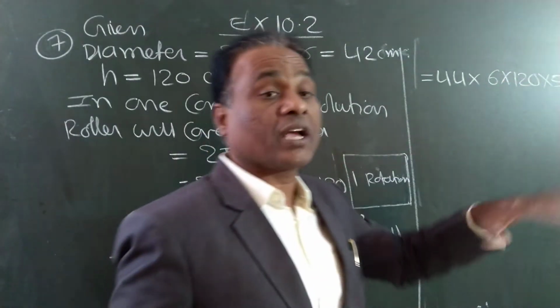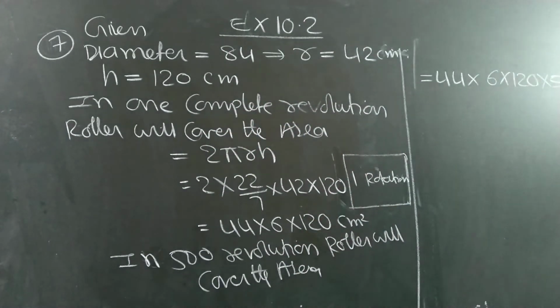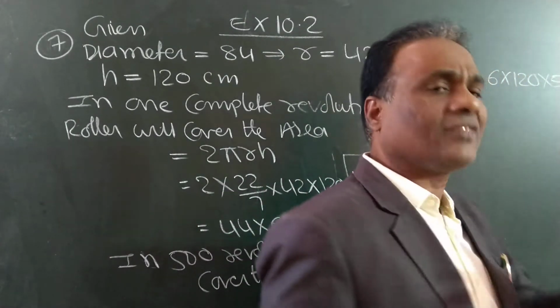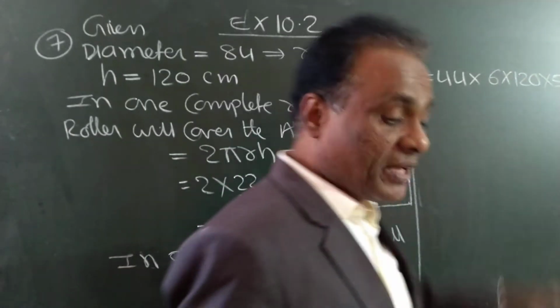Multiply with 500, because the road roller rotated 500 times. What is the answer? If you multiply all of these together, that is your answer. But the answer will be in centimeter square.